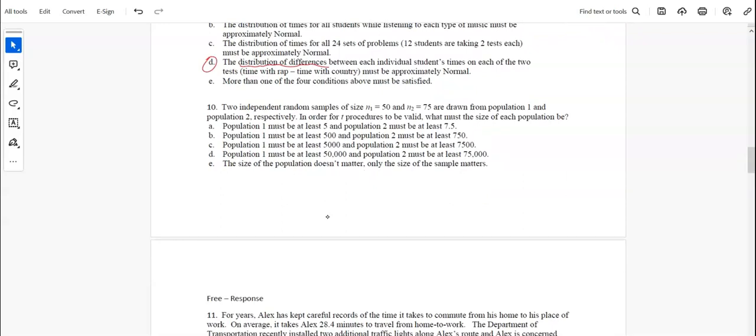Two independent random samples of size n equals 50 and 75 are drawn from population 1 and 2. In order for T procedures to be valid, what must be the size of the population? So we have to sample less than 10%. Right, so N1 could be at most 500, N2 could be at most 750. So I think that would be B. This is not that bad, if you know that property. Okay.